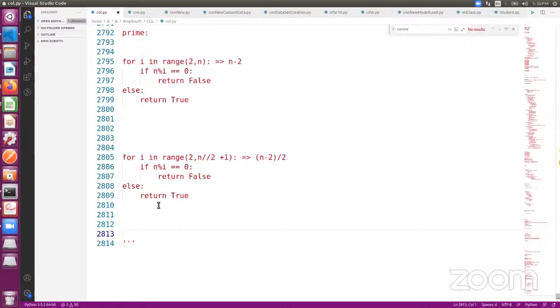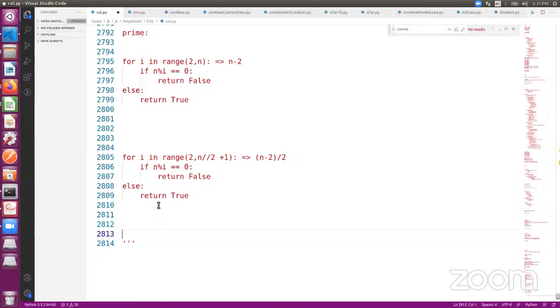Now we know that all the prime numbers except 2 are odd numbers, right? All the prime numbers except 2 are odd numbers. So for odd numbers, is it necessary to check whether an even number is dividing an odd number? It's not. So we need not check whether an even number is dividing an odd number or not. Definitely, an even number is not going to divide an odd number.